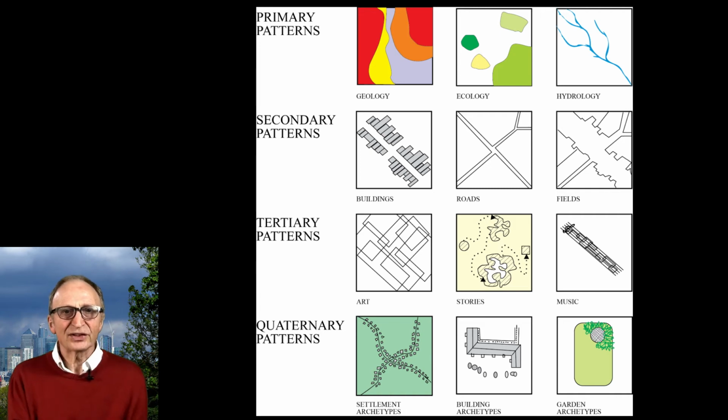Tertiary patterns, like cave paintings, can be very ancient. They're art. Quaternary patterns are more recent, of the type Alexander wrote. The four types of pattern can therefore be discussed in groups.